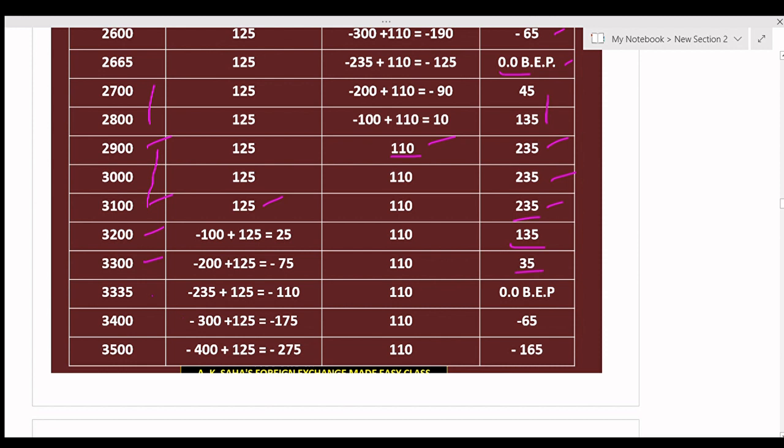And when it reaches 3,335, break-even point is reached. And when it crosses 3,400, then loss starts, minus 65. When it comes to 3,500, it becomes 165 loss.